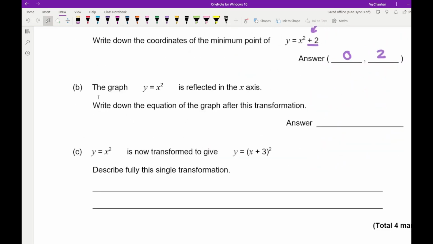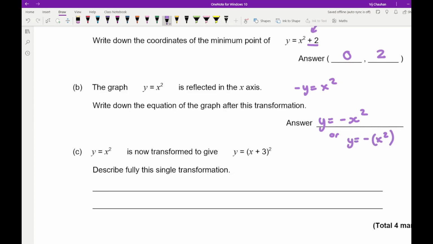It then says for b, the graph y equals x squared is reflected on the x-axis. Write down the equation of the graph after this transformation. Now, when you're reflecting, basically you need to change the sign of the y. So here we end up with negative y equals x squared. But because we want to write it in the form of y equals, I'm going to take the negative over to the other side. So we should end up with something like this, or you could write this and still get the full mark, or the 1 mark for this particular question.